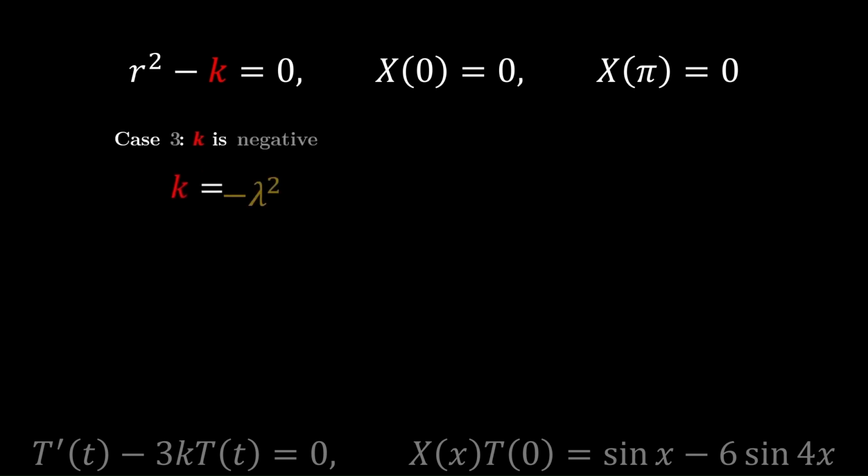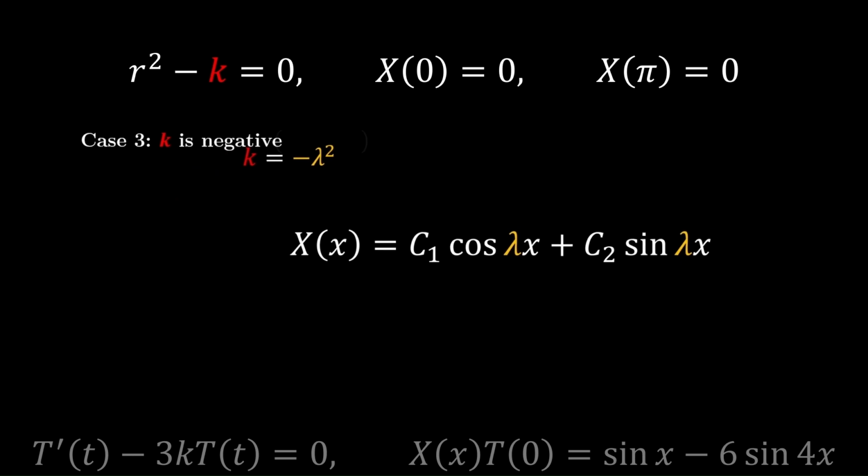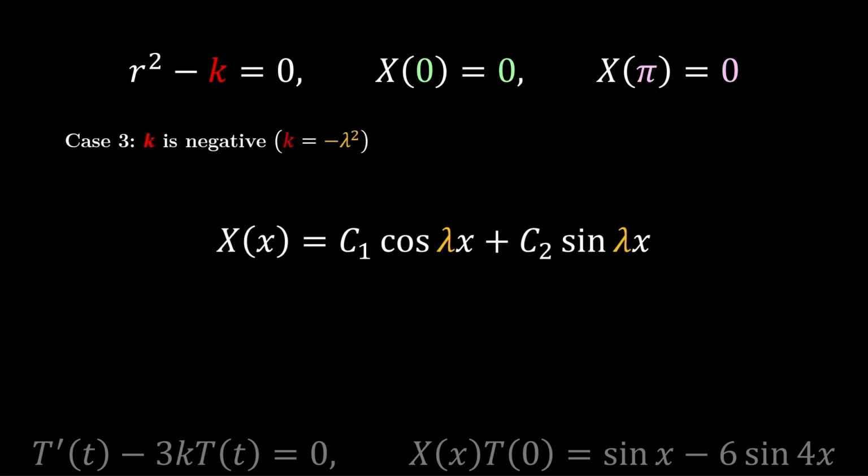Instead of selecting k as 0, we can select k to be negative. We can accomplish this by setting k equal to negative lambda squared, which will always be negative. We can substitute this into our characteristic equation, and after some basic algebra, we end up with r equal to plus or minus i lambda. At this point, we should be able to recall the general solution for complex roots. It's given as such, where c1 and c2 are integration constants. After substituting lambda in, we can again focus on using our boundary conditions to solve for c1 and c2.